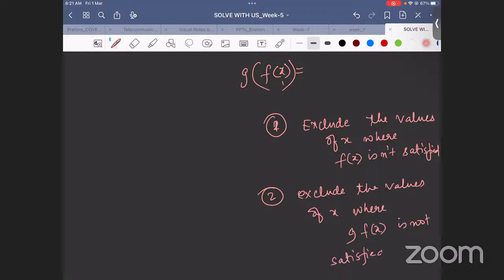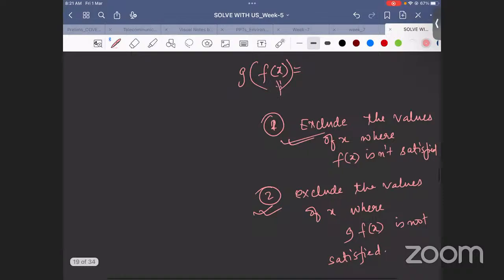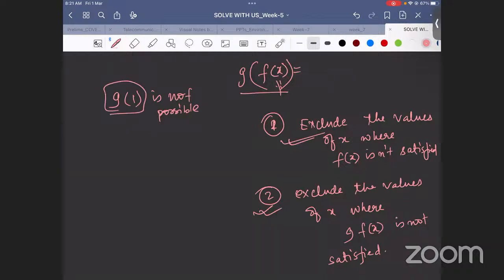Okay, now consider the second case. The first is clear to everyone: for f(x) you just have to calculate the domain of f(x). The second case is, for example, that g(1) is not satisfied, not possible. That means in this function g(x), 1 is not in the domain. That means you can't put 1 in.